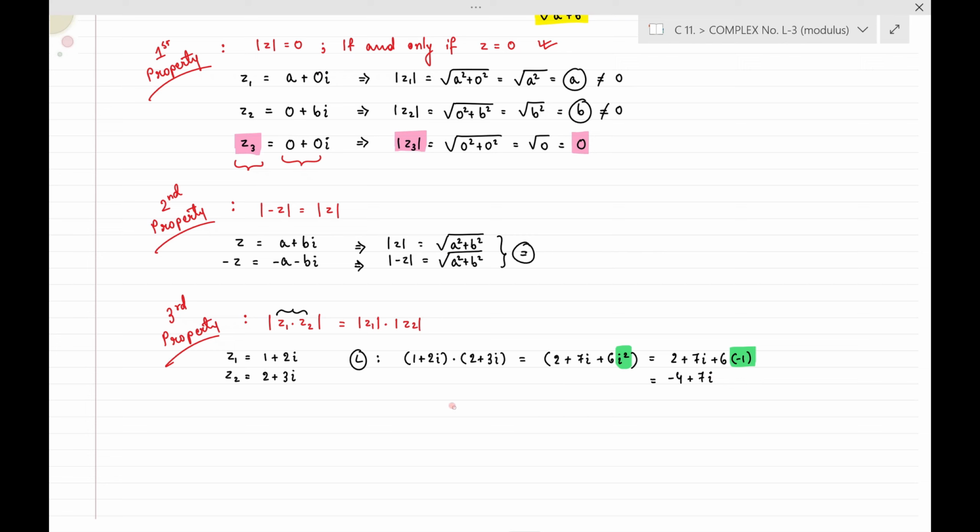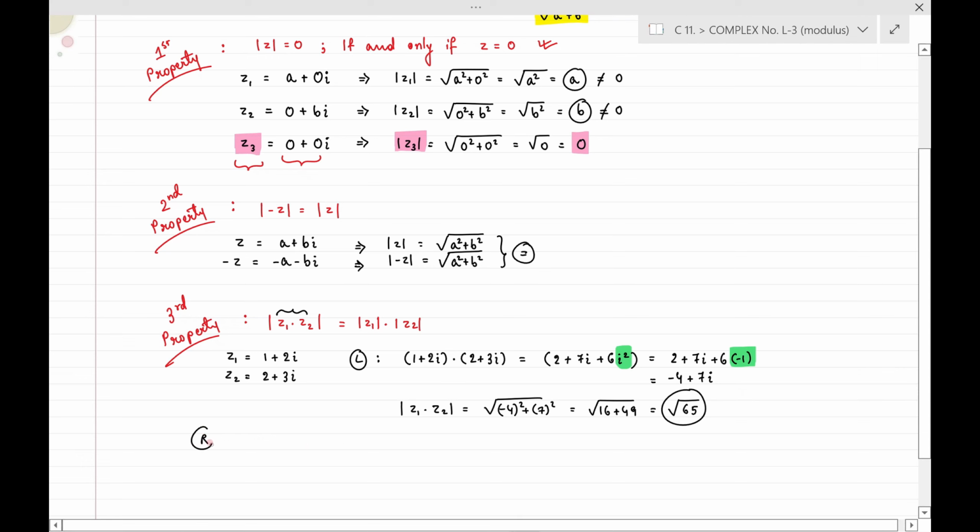So now the mod of z1 into z2 will be equal to under root minus 4 square plus 7 square, that is equal to under root 16 plus 49, that is equal to under root 65. So this is the value of the left hand side of the expression. Now let us calculate for the right hand side and see whether the values are equal or not.